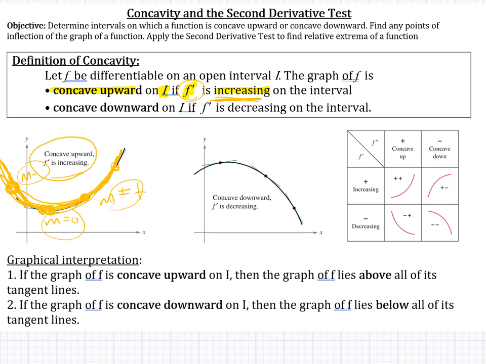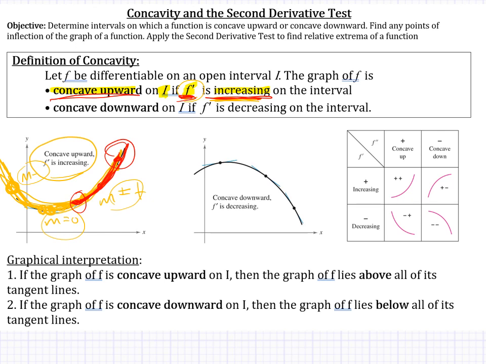If I just look at this section of the graph here, I have a slope that is positive here, to a slope that's positive here, to a slope that's positive here. But look, it's steeper up here than it is down here. So while these are all positive, the slopes are getting bigger. So concave upward means my slopes are getting bigger, or my derivative is getting bigger, which means my derivative is increasing.